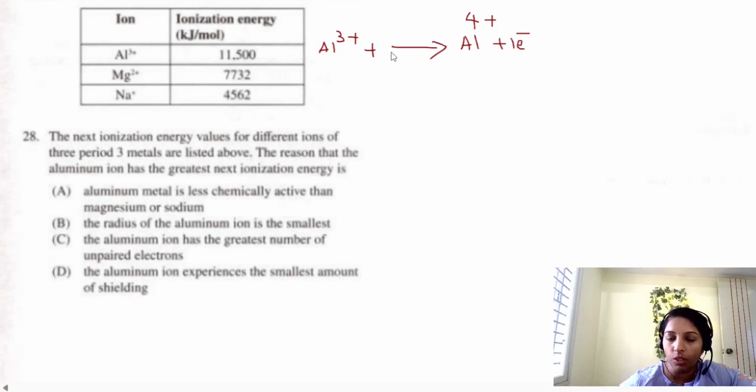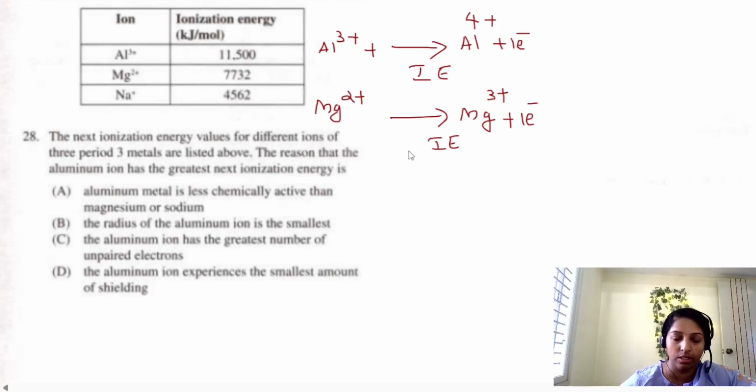So every time you want to remove an electron, you need to put in energy. That energy is what we call ionization energy. So next ionization energy means now it is Al3+, or Mg, now it is Mg2+. If you are removing an electron from this Mg2+ species, it will become Mg3+ and one electron. How much energy is provided for that process? That is the ionization energy. So while comparing, aluminum is the highest. What is the reason? That is the question.